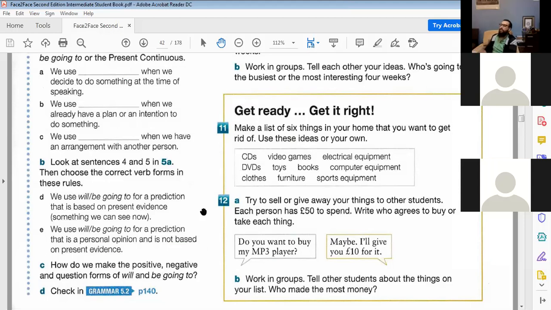If you want to use the positive of will, can you give me any example? Any example you like, Sana, using will in the positive. I'll go to the museum, okay. And if it's negative?